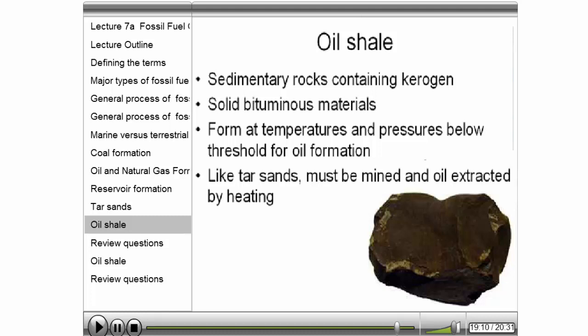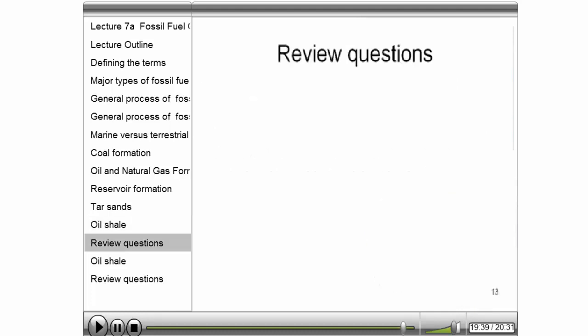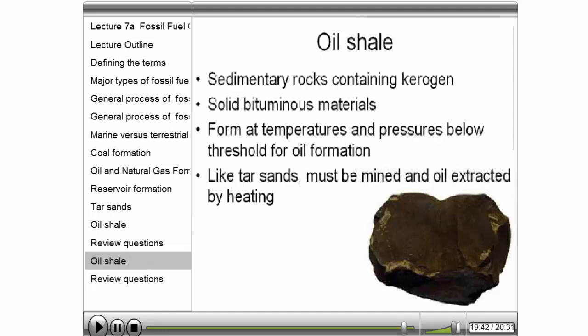Likewise, similar to tar sands, they must be mined, and the oil has to be extracted by heating the rock to fairly high temperatures. So if you can imagine, if you're trying to extract a fossil fuel, but you have to spend a considerable amount of energy combusting some sort of fossil fuel to heat the rock material to extract the oil, you can see that this is a very inefficient way to obtain oil from this oil shale. And likewise, it also has very significant potential environmental hazards because the extraction process and the waste produced are very toxic.